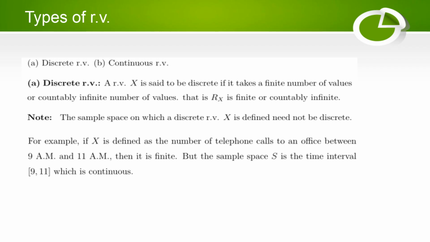Note: the sample space on which a discrete random variable X is defined need not be discrete. For example, if X is defined as the number of telephone calls to an office between 9 a.m. and 11 a.m., then it is finite. But the sample space S is the time interval (9, 11), which is continuous.